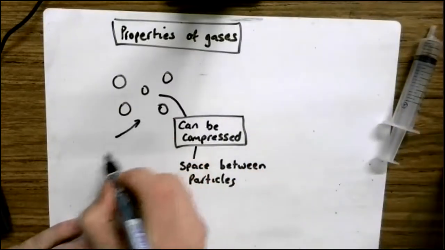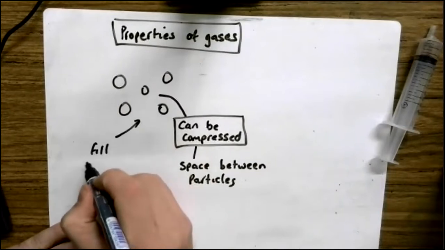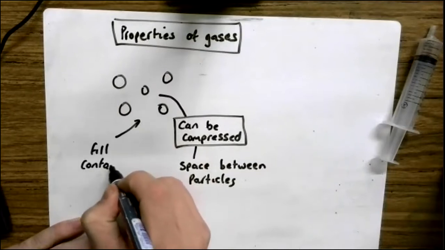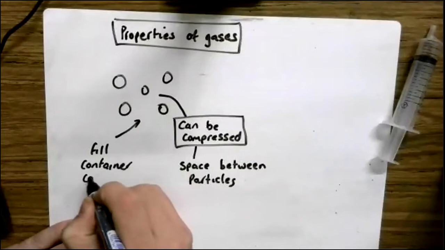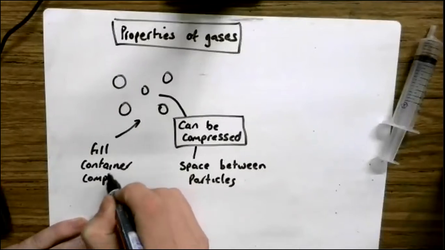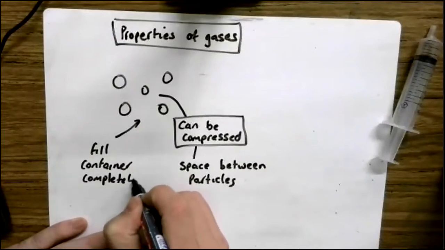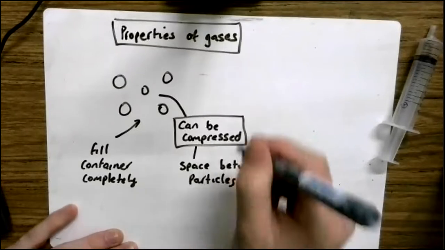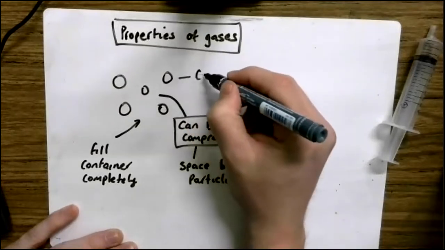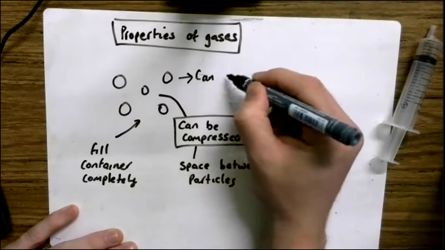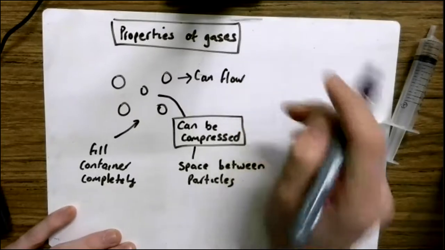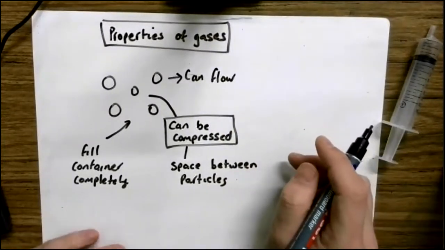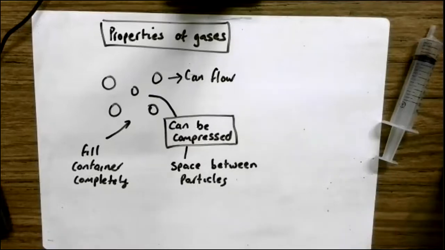Gases will always fill the container they're in completely. So they will spread all around the container. And this is because they can flow very quickly. They can flow. Okay, so they fill the container completely, they spread out, and they take up all the space that you let them have. Okay.